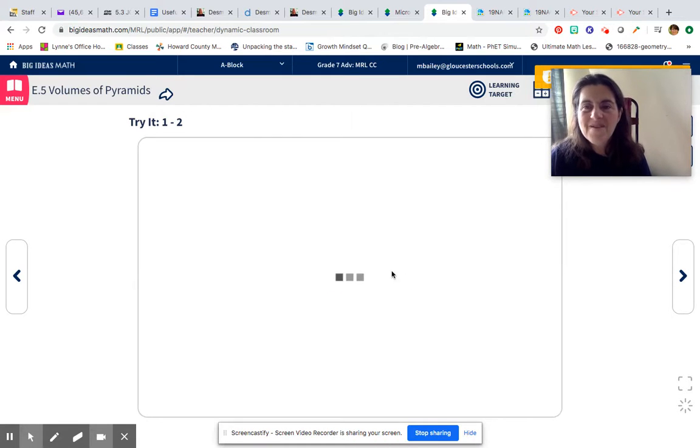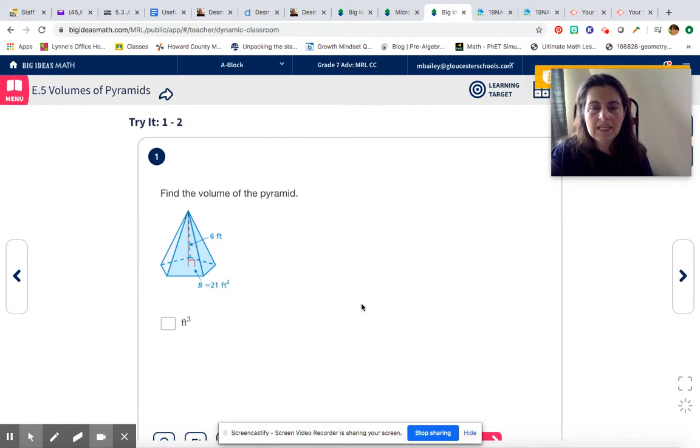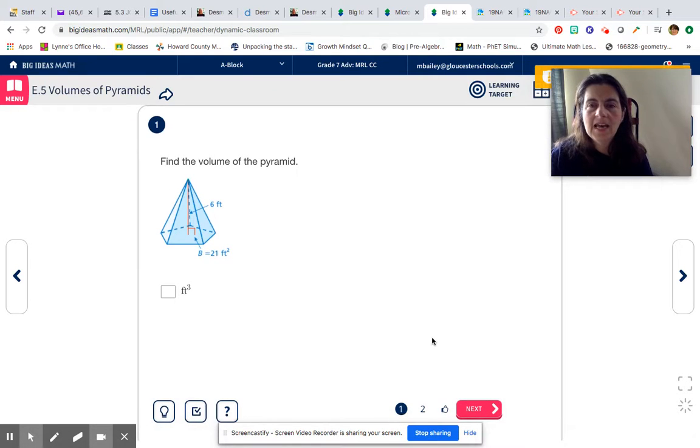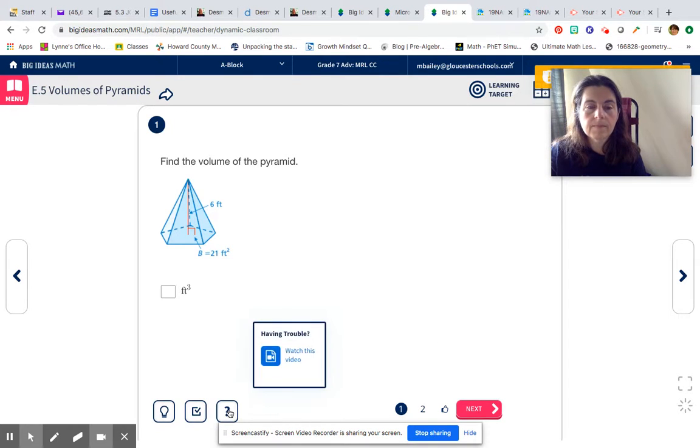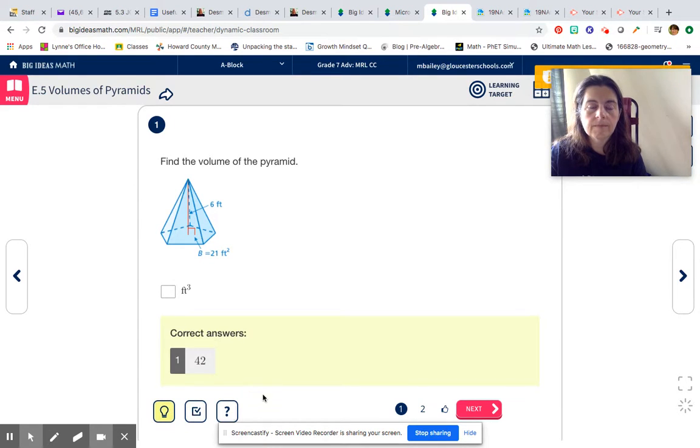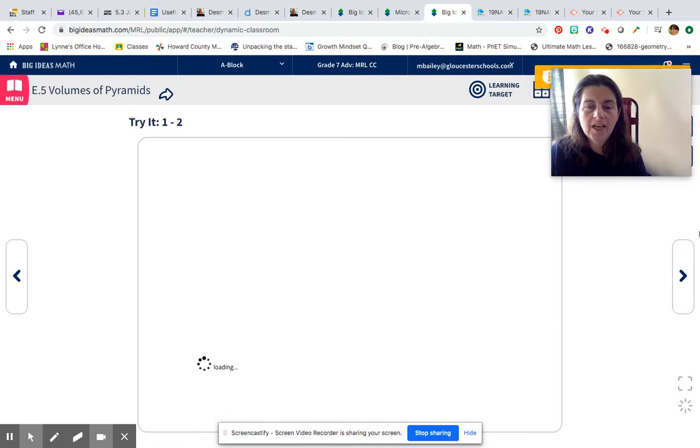Let's see if we can do a question on our own. So let's have a pyramid here. You're going to see the base of the pyramid is a pentagon. Again, we do not know how to find the area of the pentagon, so it's all been labeled. Try and do this now. Did you get 42 cubic feet?